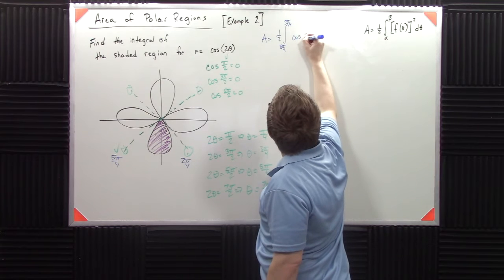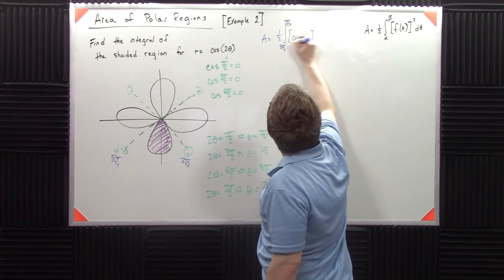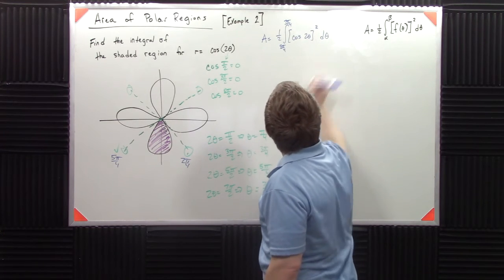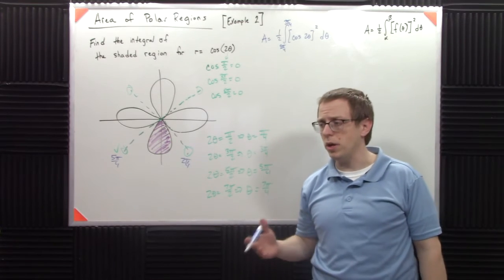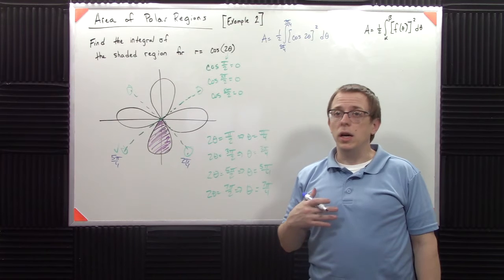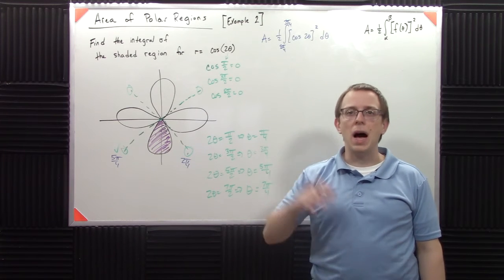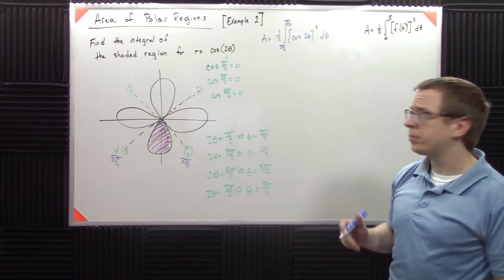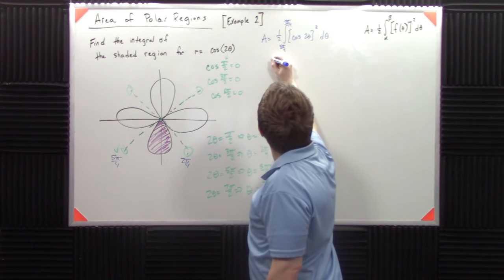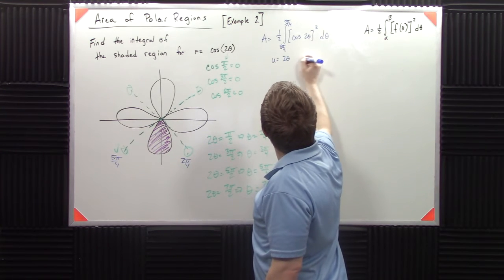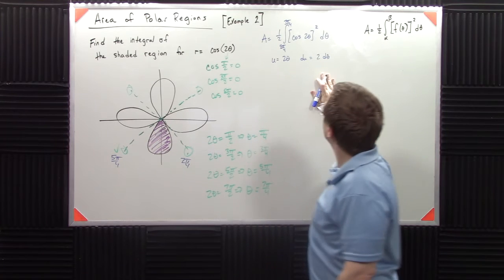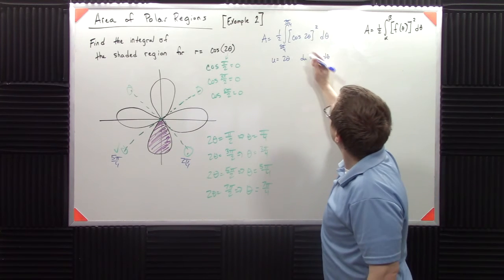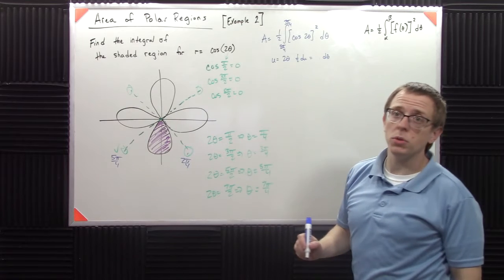of cosine of 2 theta squared d theta. And you could be done, that would be no problem at all. What I'm going to do here is a u substitution. I'm going to let u equal 2 theta, du equals 2 d theta, or alternatively 1/2 du is equal to d theta.